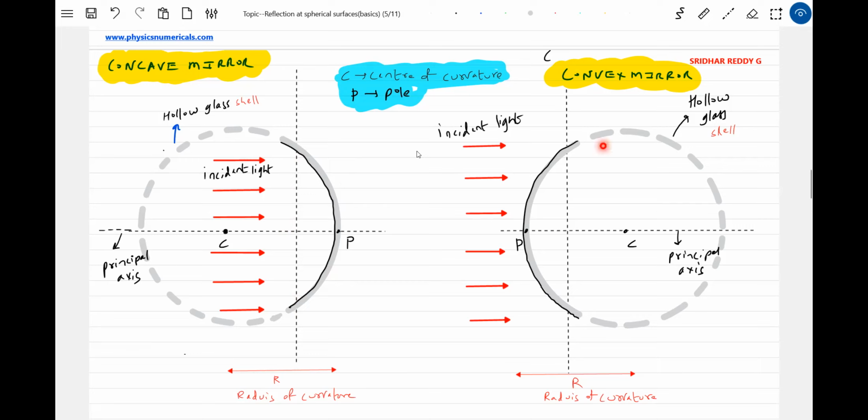Similarly, take a thin glass hollow shell and use a section of that. I'll cut it, remove this part and separate them. Then a light is incident on it. Now the outer surface is available for reflection, so this will become a convex mirror. Again, the geometric center of the mirror is called the pole. You take any point on the mirror, it will be at a distance R from the center of curvature. So this is called the center of curvature.